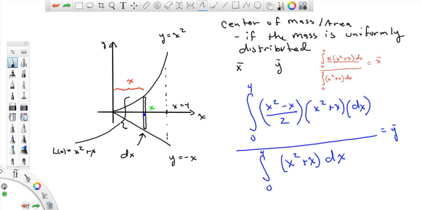All right, so that's probably enough for this video. Again, the intention was to show how to set up an integral to calculate a center of area, and to mention the fact that you can use that as the center of mass if the mass is uniformly distributed.